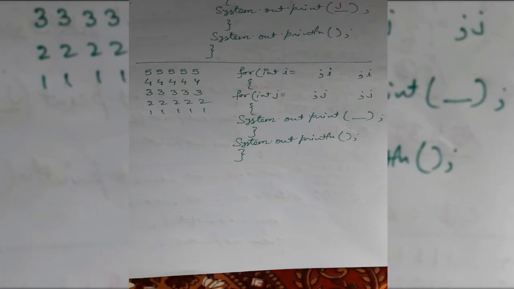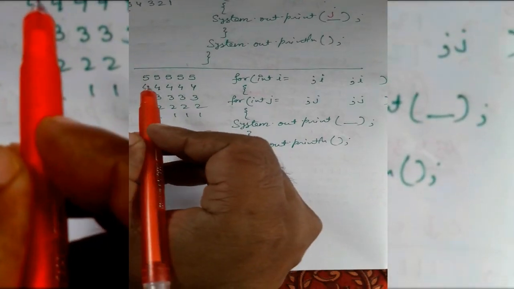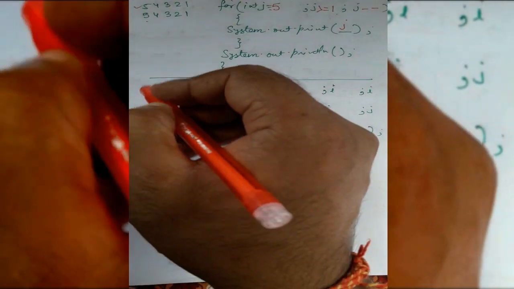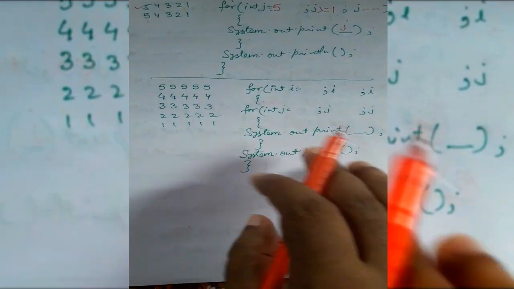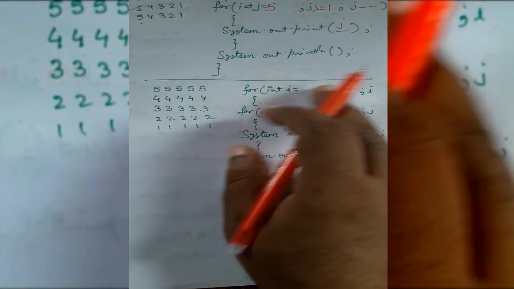Now suppose we are having this question. If you are having this question, they are starting 5, then 4, then 3, then 2, then 1. So I told the number of rows 1 to 5 means total 5, number of columns is also 5. So how will we write here? Let's see.